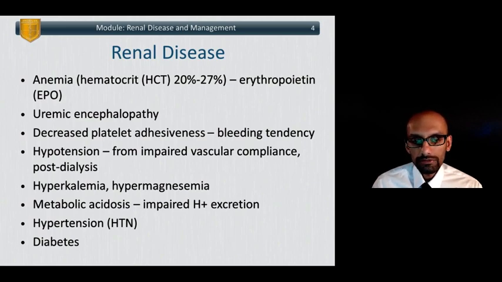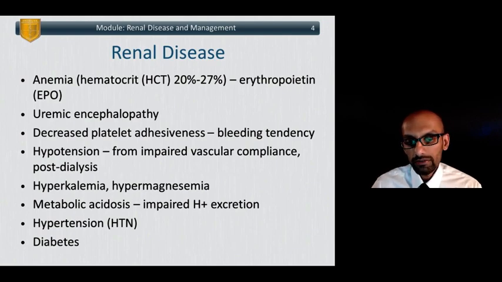So it's an effect that ultimately affects primary hemostasis, as opposed to coagulation abnormalities which occur in hepatic failure. So renal failure is in some ways worse because it really affects the hemostatic process right at the onset of the platelet plug formation. Hypotension can occur from impaired vascular compliance, especially post-dialysis. Of course, since the kidneys are responsible for regulating electrolytes, these patients have a hard time regulating their potassium, and the patients can get hyperkalemic as well as hypermagnesemic. Metabolic acidosis often develops due to impaired proton excretion.